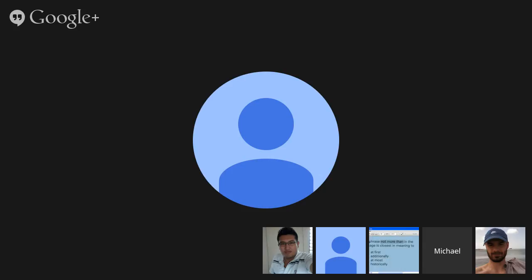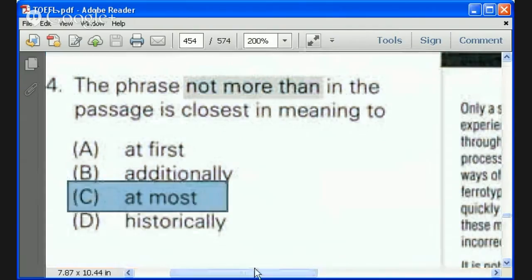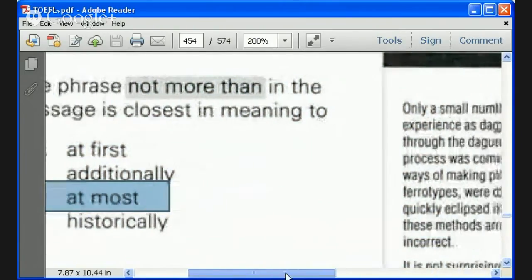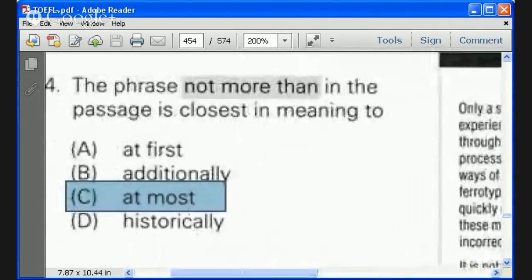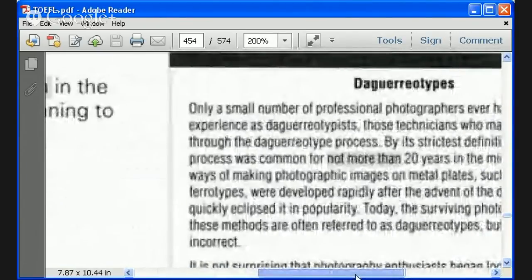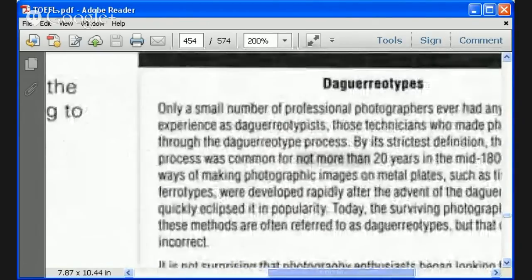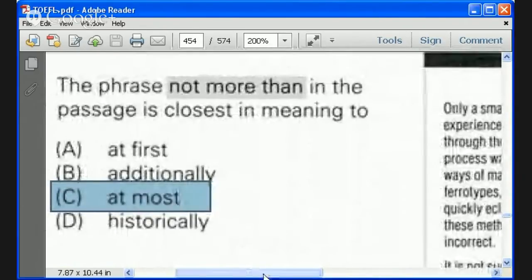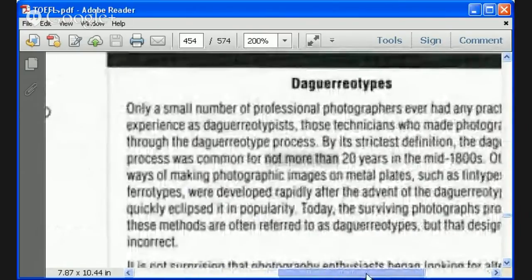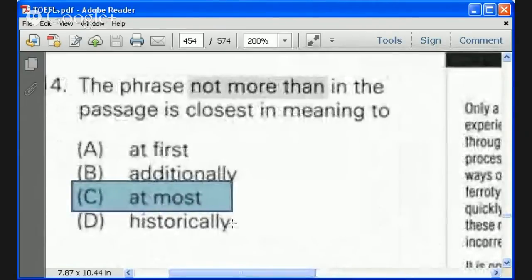At most? That is possible, that you are going to have to do that. At most. Okay. Is probably the correct answer. At first, for at first 20 years makes no sense. For additionally 20 more years, that makes no sense. At most makes sense. Historically, for historically 20 years, no, that doesn't make sense. Historically just means in the past. So yeah, the answer here is at most.